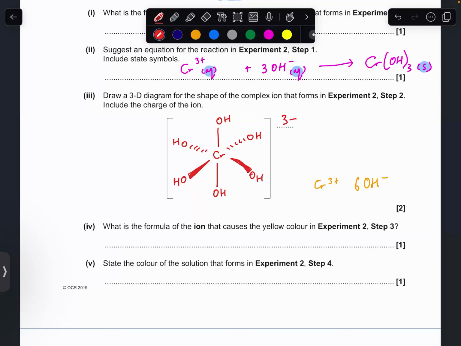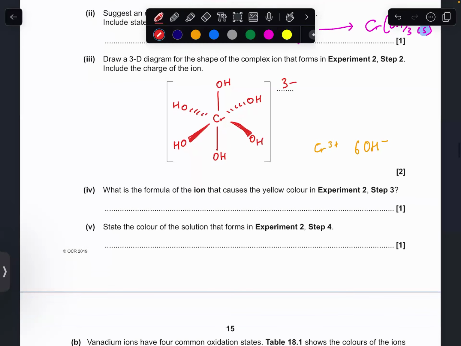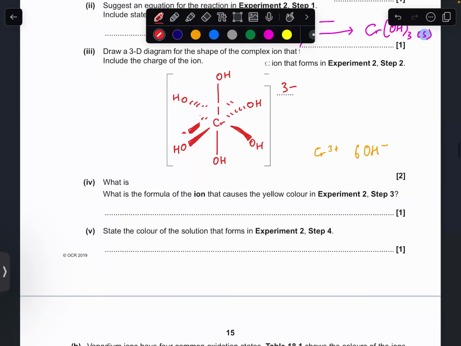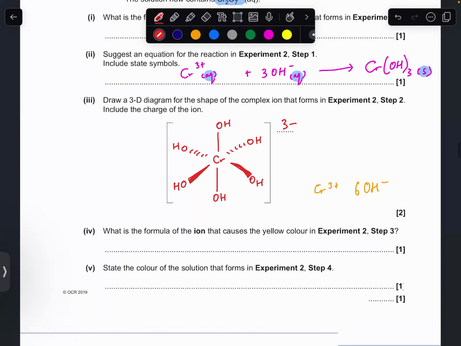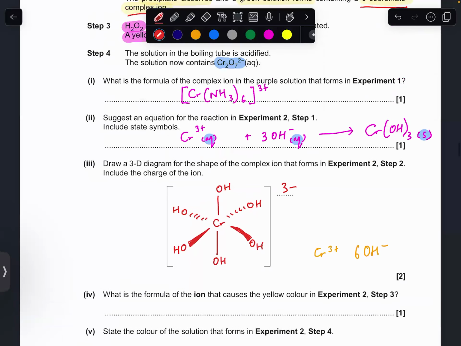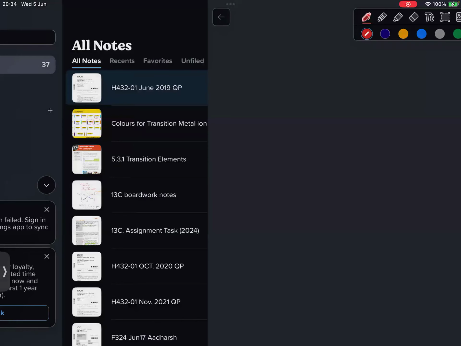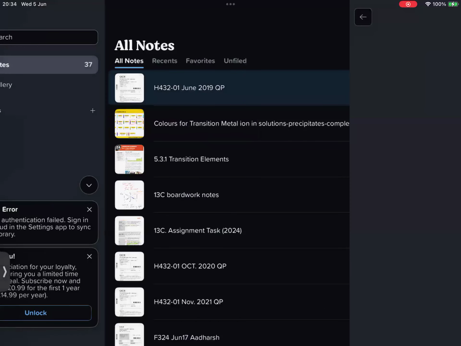What is the formula of the ion that causes the yellow color in experiment 2, step 3? You see it's saying hydrogen peroxide is added to the mixture. This mixture is the chromium complex, and hydrogen peroxide is added. I don't think I've ever seen it being tested like this before. So I went to the book, which is actually written by the examiners.